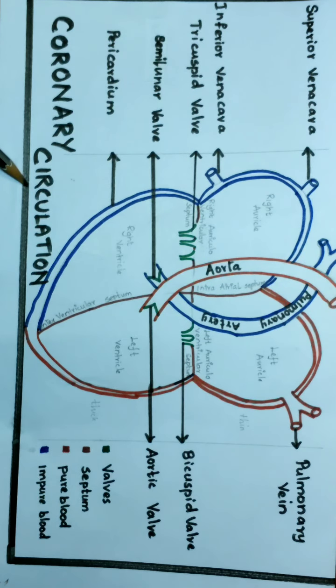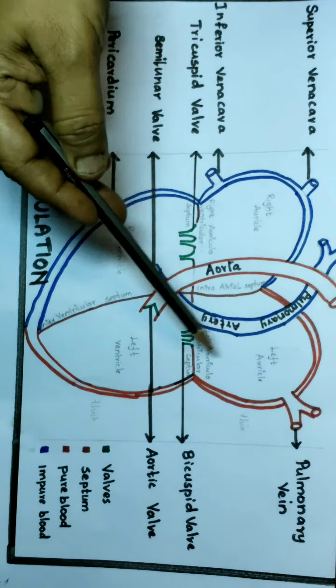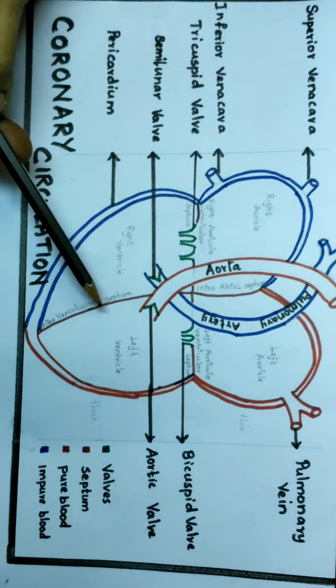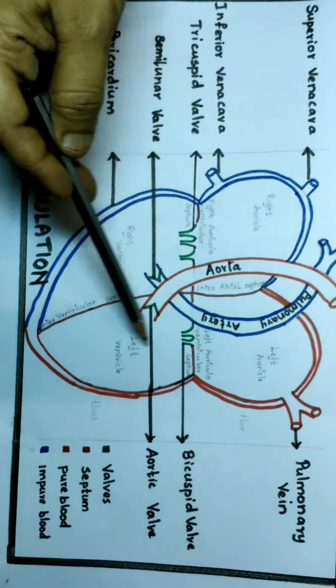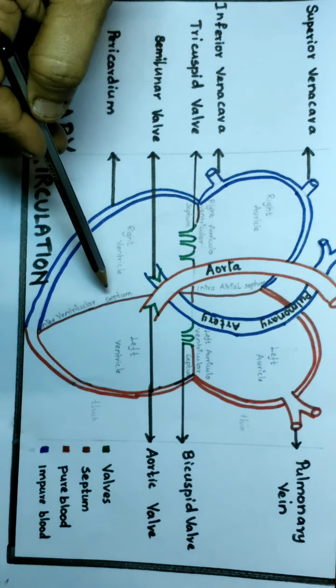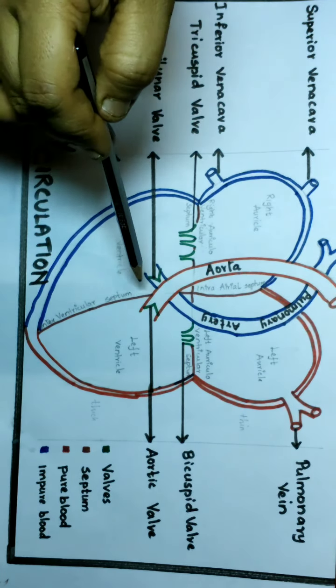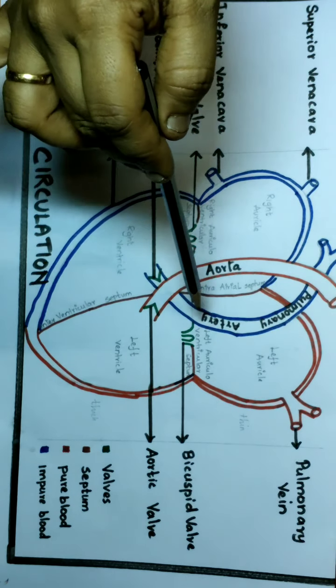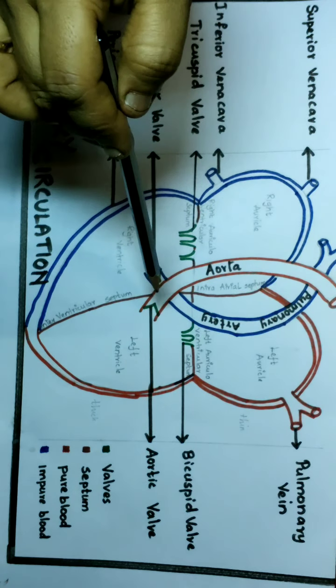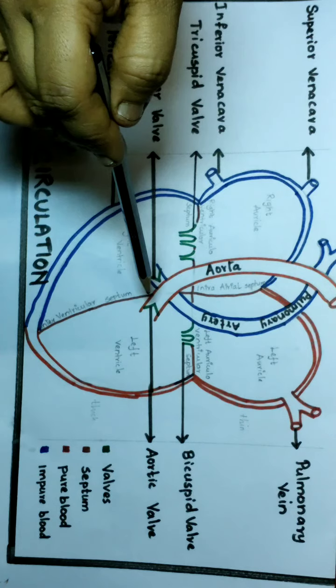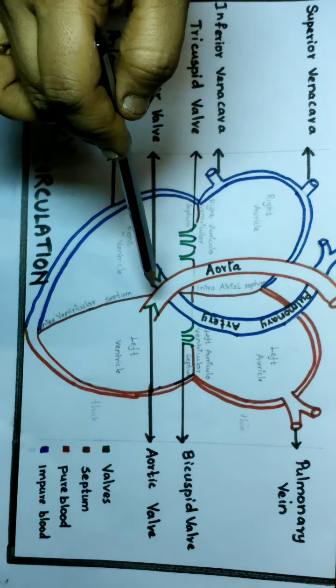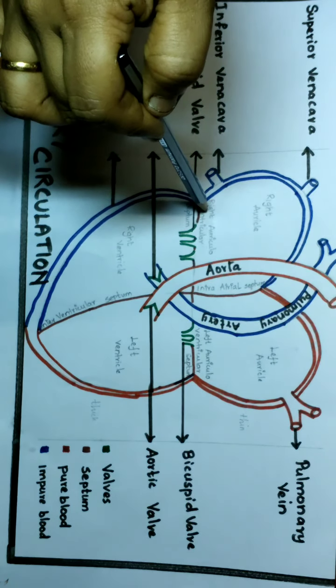Coronary circulation. Supply of blood to the heart muscle is coronary circulation. The heart muscle is specially made up of cardiac muscle. So the heart receives the blood from the coronary artery. The deoxygenated blood from the cardiac muscle also drains into the right atrium.